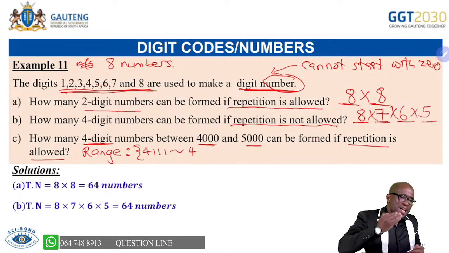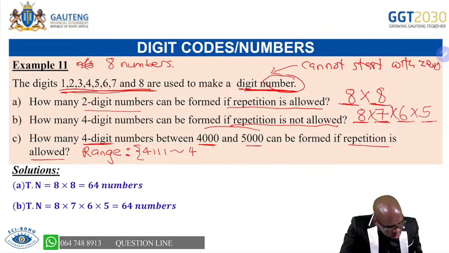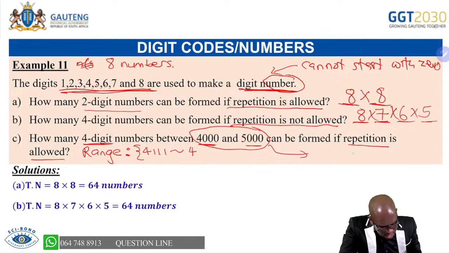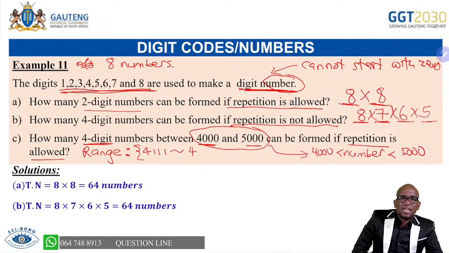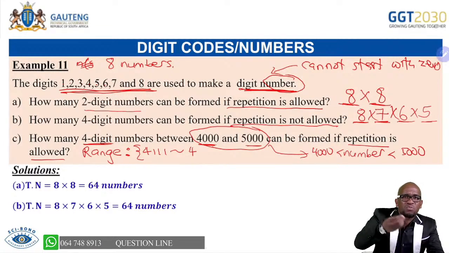Remember, greater than 4,000 and less than 5,000. That is what between 4,000 and 5,000 means. It means that the number must be greater than what? 4,000, but less than what? 5,000. That's what it means. And remember, numbers that are less than 5,000 are numbers that start with 4.